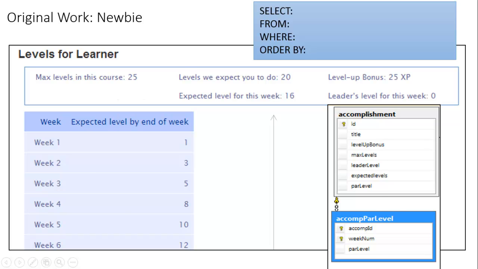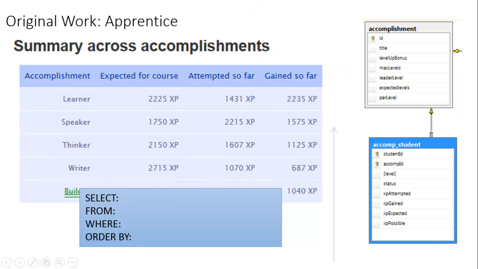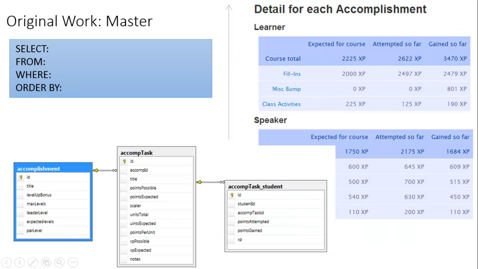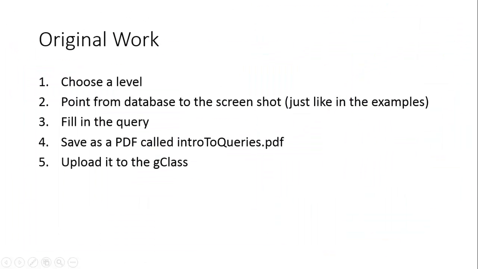So choose the newbie or the apprentice, which is a little harder, or the master, which is the hardest, and do that work. Point from the database to the screenshot, just like I did in the examples, fill in the query, and when you're done, save your slide into something called intro to queries.pdf, upload it to G-Class, and your TA will give you an evaluation.